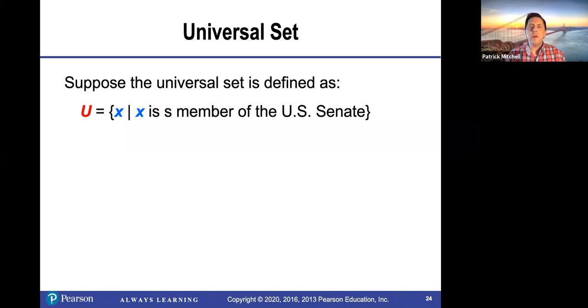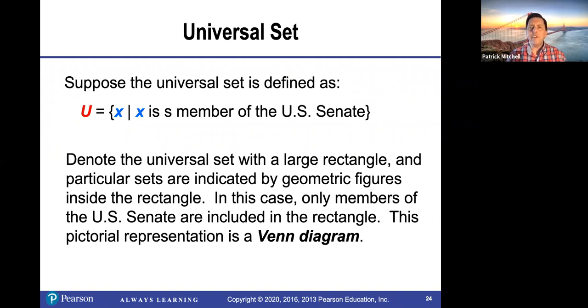All right. So in case you didn't know, the US Senate has 100 members. Each state gets 2 senators. Every so often there's a vacancy, but usually there are 100. Denote the universal set with a large rectangle, and particular sets are indicated by geometric figures, usually circles or ovals, inside the rectangle. In this case, only members of the US Senate are included in the rectangle. This pictorial representation is called a Venn diagram.